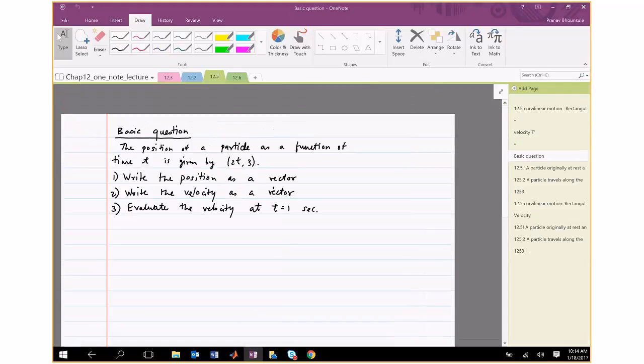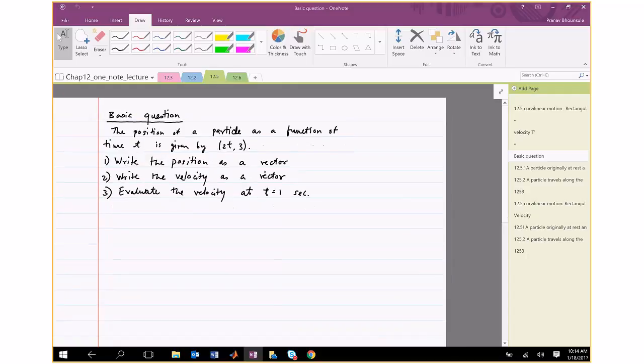Here is a very basic question on what we have covered so far. I want you to try to solve this. This is really applying the formulas I just wrote down. The position of a particle as a function of time is given by 2t comma 3. The 2t denotes that the x position is 2t and the y position is 3. You're going to write the position as a vector, write the velocity as a vector, and then find the velocity at time t equals 1 second. Can you do this problem?